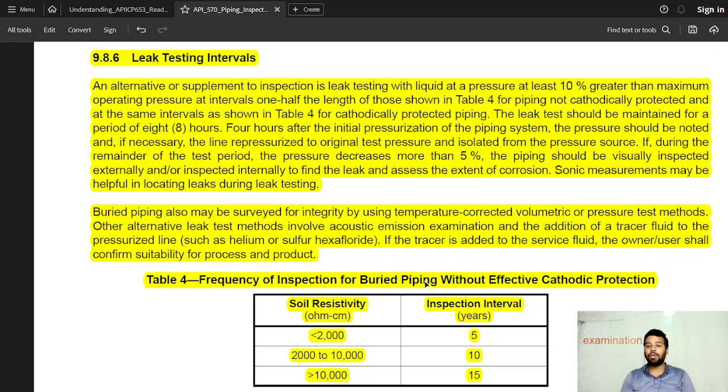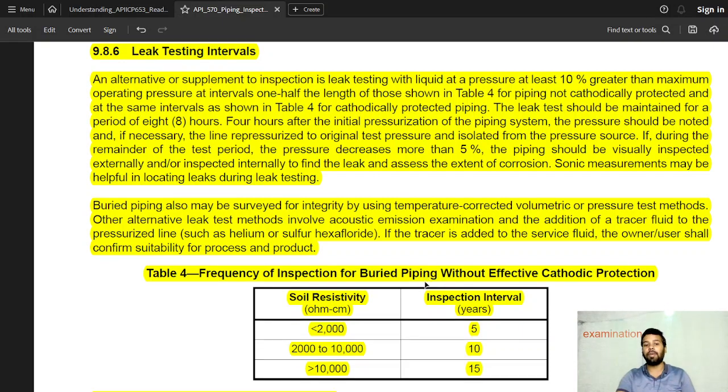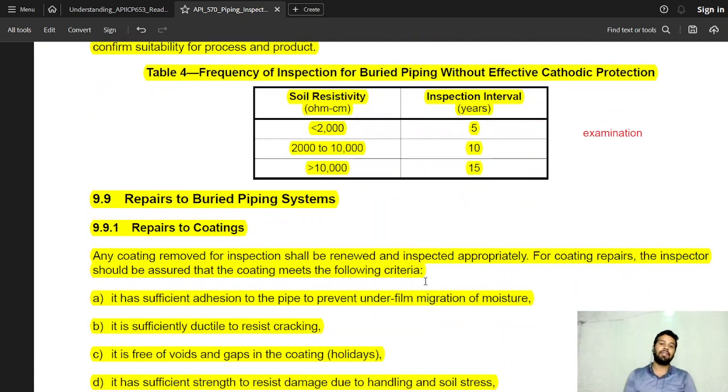If the tracer is added to the fluid service, the owner user shall confirm the suitability for the process of the product. So in this case, if the soil resistivity is less than 2000, the inspection interval is 5 years. If it's 2000 to 10,000, the inspection interval is 10 years. And if it's greater than 10,000, the inspection interval is going to be 15 years. The more resistive the soil is, the less corrosion it can do.